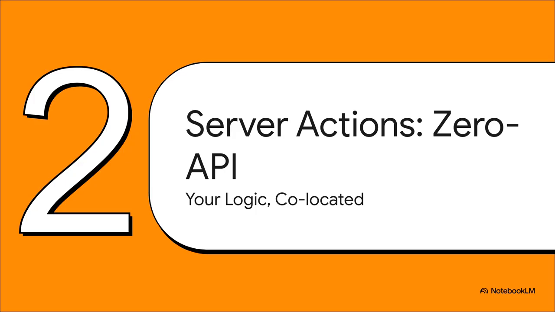Okay, let's kick things off with the absolute star of the show here, server actions. The best way to think about this is as a zero API model. Yeah, you heard that right. It's all about putting your server logic right next to the component that uses it. No more building out a whole separate API layer just for your app's internal needs.